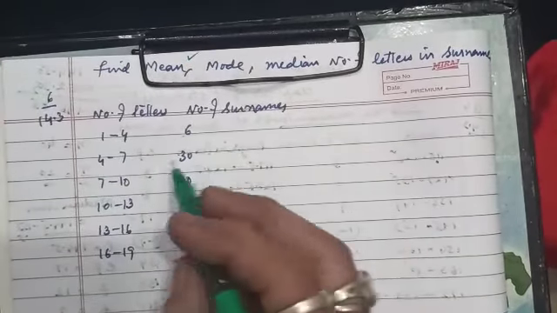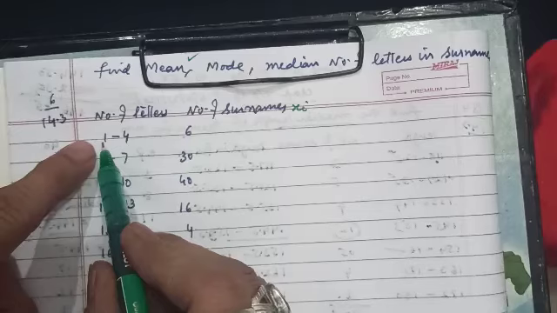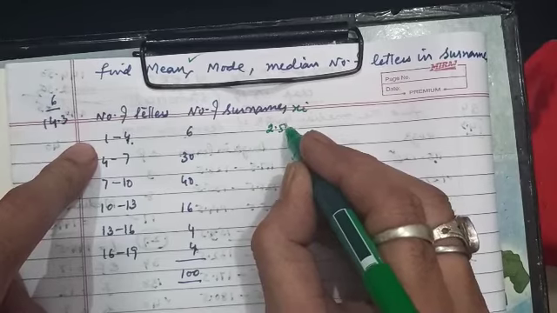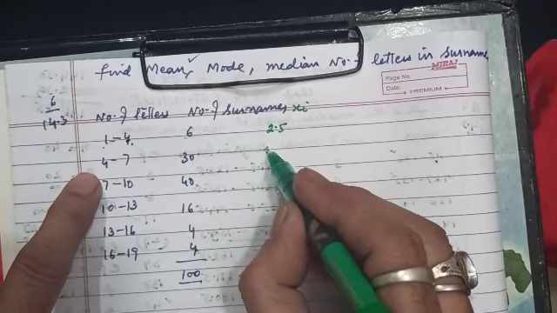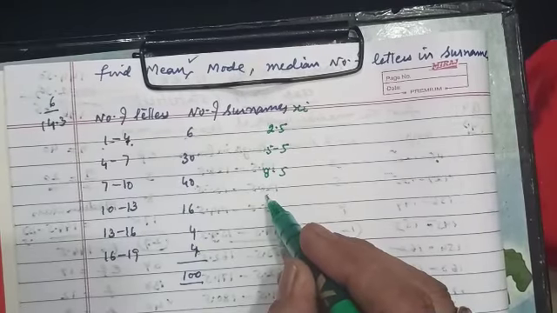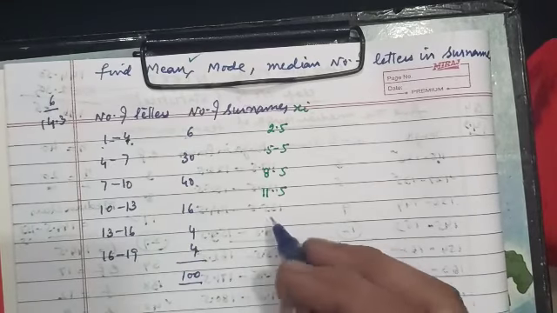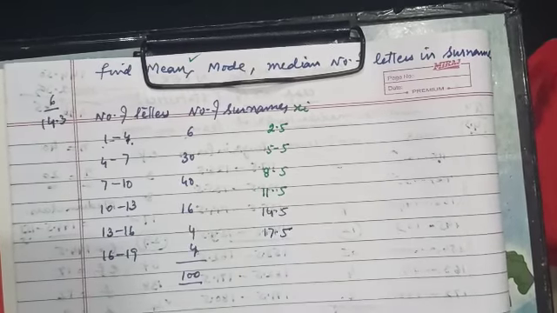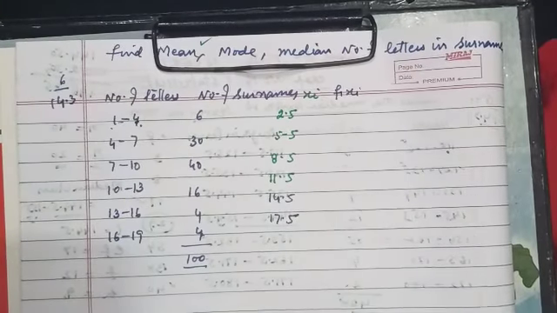For direct method we have to find out the value of first of all xi. Xi is 1 plus 4, 5 over 2, it is 2.5. Difference is 3, 3 ऐड करते जाओ यहाँ, it is 5.5, 8.5, then 11.5, then 14.5, then 17.5. Then we have to find the value of fi xi.